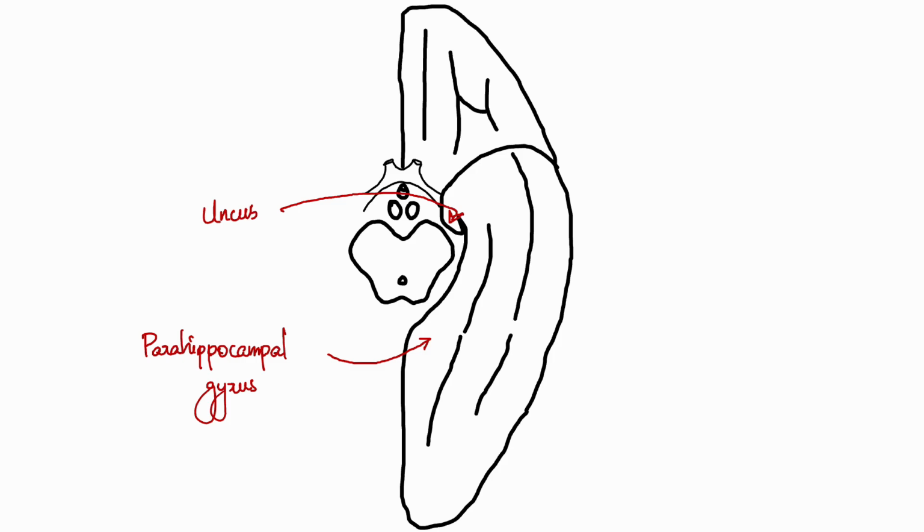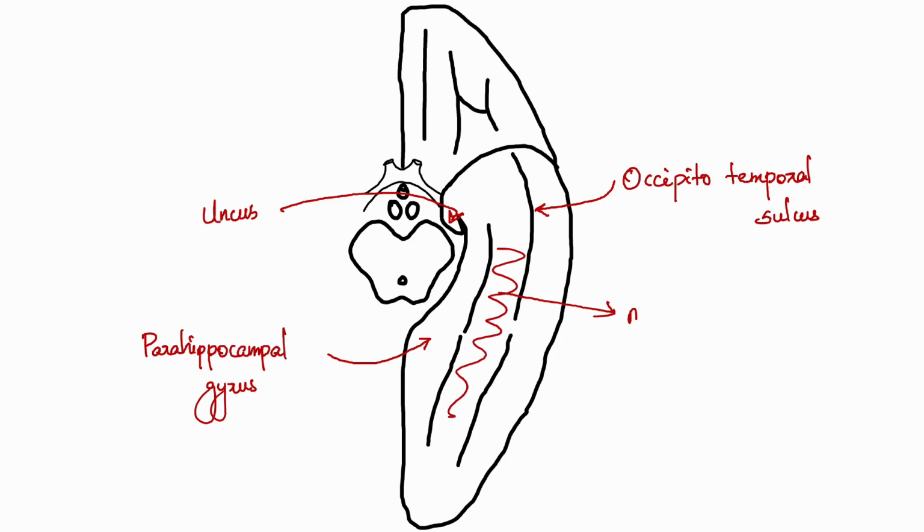This is the next major sulcus on this tentorial surface. This is known as occipitotemporal sulcus. The area between the occipitotemporal sulcus laterally and collateral sulcus medially is known as medial occipitotemporal gyrus. The area lateral to the occipitotemporal sulcus, that is this area, is known as lateral occipitotemporal gyrus.